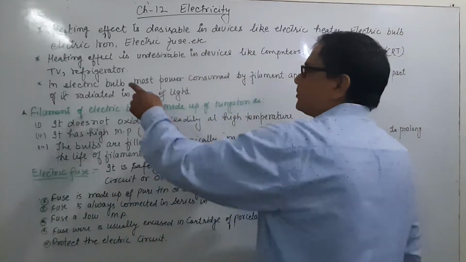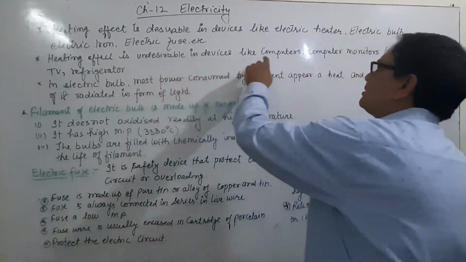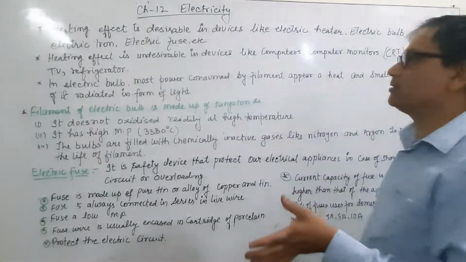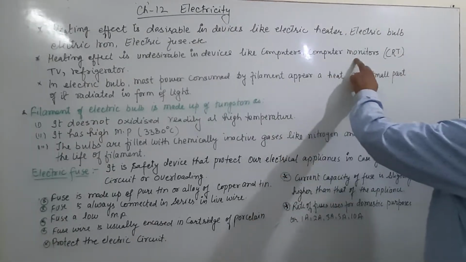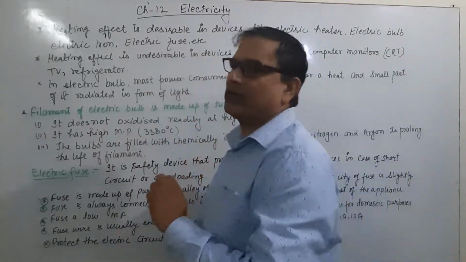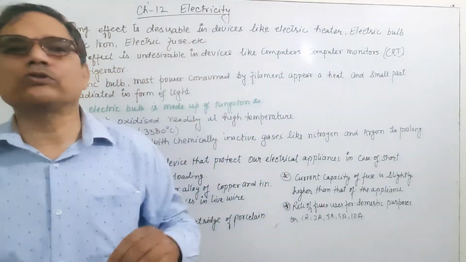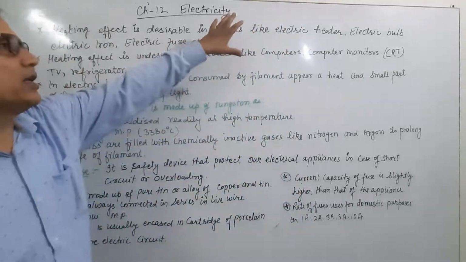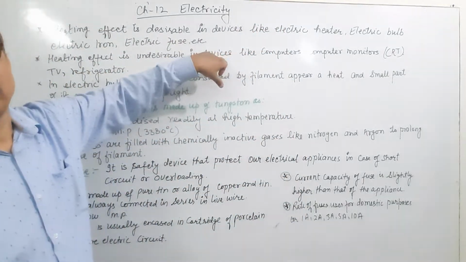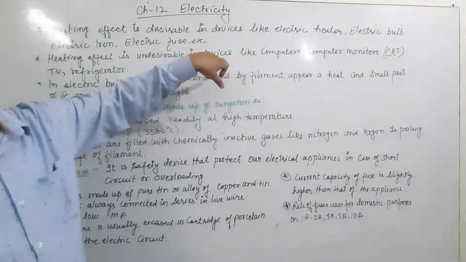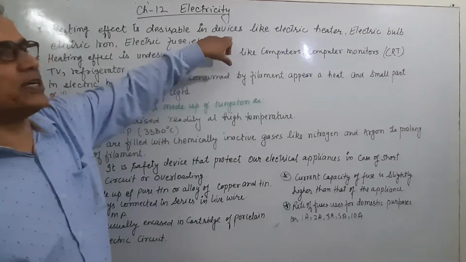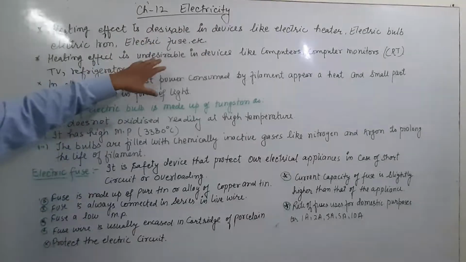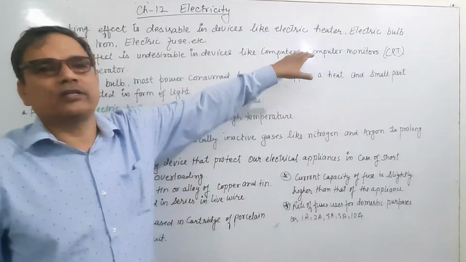Next, heating effect in undesirable devices. The computer also produces the heating effect. Computer monitor, CRT, TV and refrigerator also show Joule's law of heating effect, but it is undesirable. They do not show as much heating effect as the desirable devices, where it is compulsory. It is not required in these appliances.